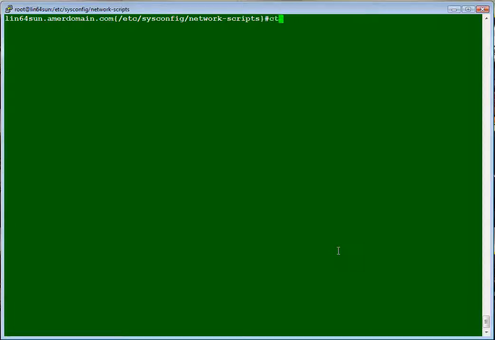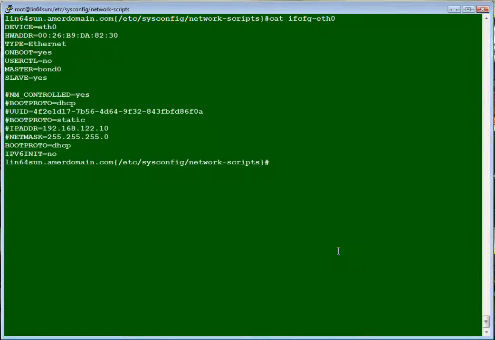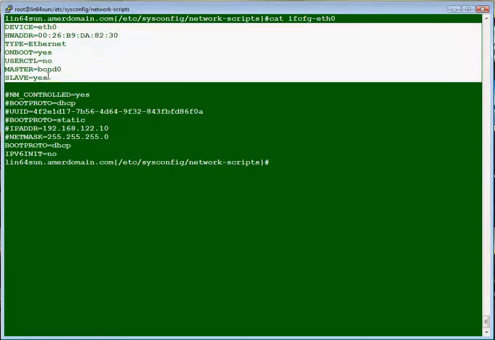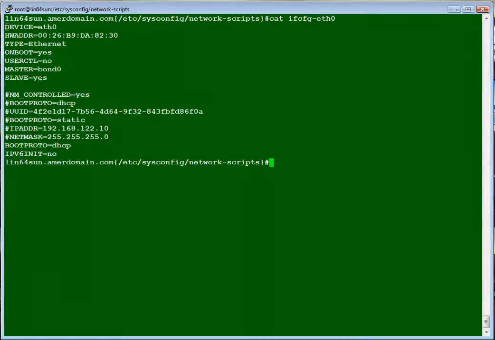Check this out. cat ifcfg-eth0. In actual, all this is not required; this is the only important part. In an actual physical card you have device equals eth0, right? And this hardware address, the MAC address of your network card, is always there.